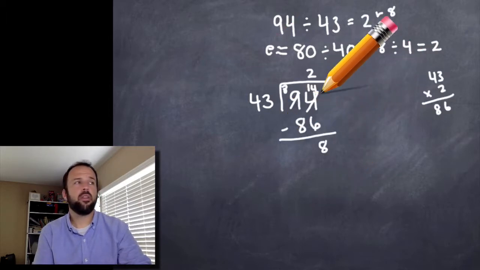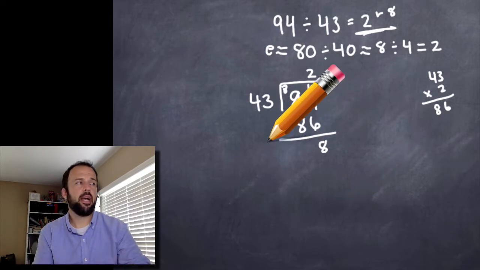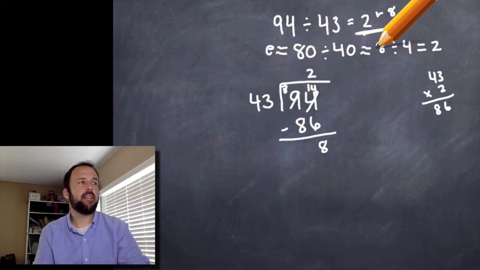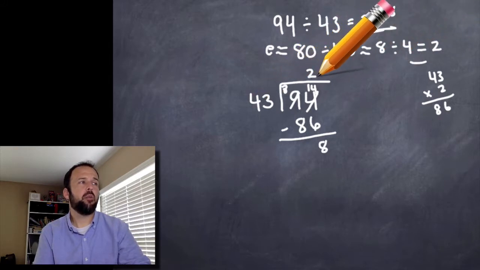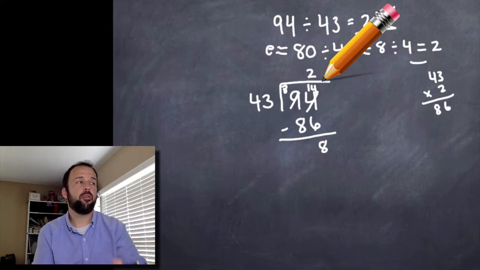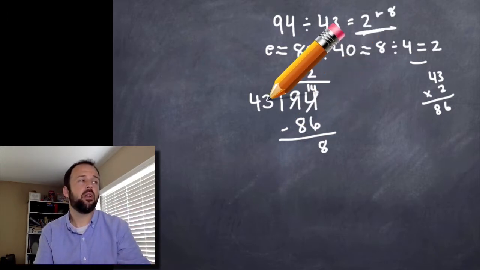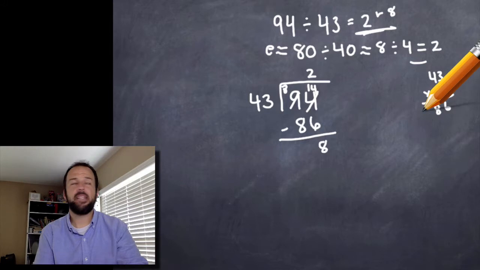Alright, so when I work this through, I get a final answer of 2 with a remainder of 8. And here's how I got there. So we had estimated that our 43 was probably going to go into 94 about 2 times, right? So I wrote my 2 up here because that's how many times I'm going to count by 43 to see how close I can get to 94. So 43 times 2, well, I figured that out over here real quick. 43 times 2 gave me 86.